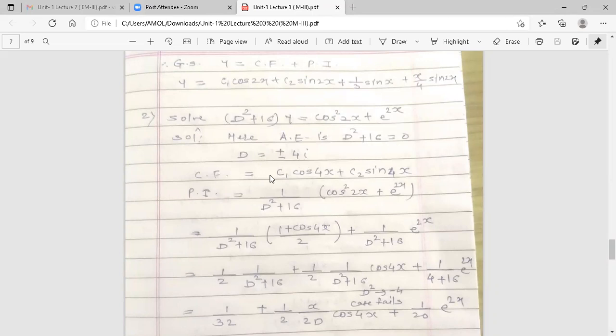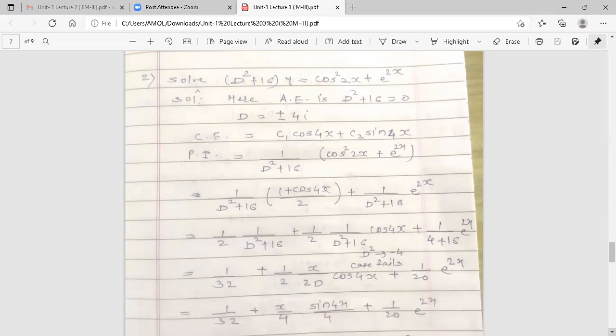So there we introduce i square, and so the roots are plus minus 4i. So the roots are complex roots, plus 4i and minus 4i. Here the real part of the complex number is 0. So the complementary function is c1 cos 4x plus c2 sin 4x. If you go through the rules of the complementary function, then you have an idea how to write the complementary function for complex roots. So from that rule, we have written here the complementary function.